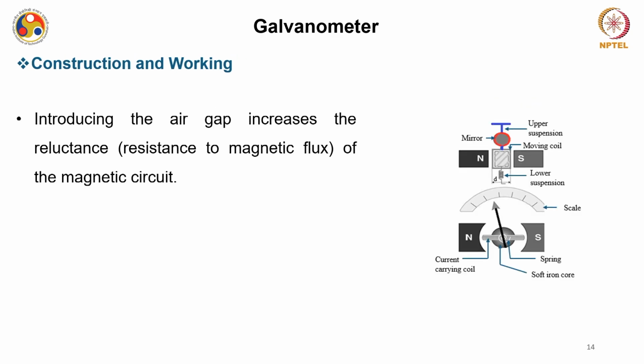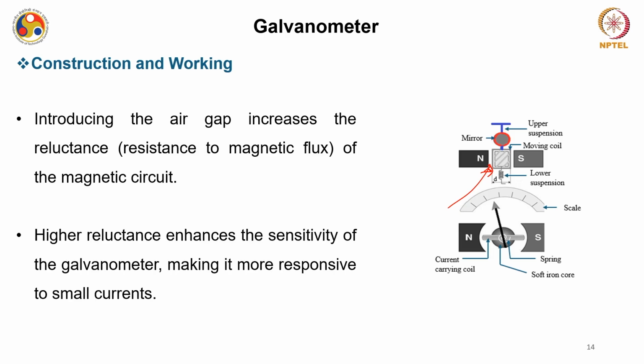Now, this air gap allows the magnetic flux to partially pass through it rather than through the iron core. This introduction of the air gap increases the reluctance of the magnetic circuit, because air itself carries a certain amount of reluctance, which is much higher as compared to the material. So, this air gap increases the reluctance, which is basically the resistance to the magnetic flux of the magnetic field.